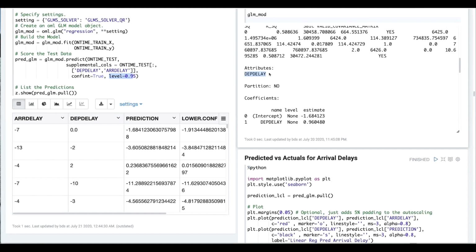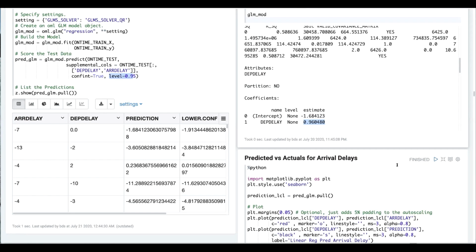I'm only using one attribute, as again, we were using only one. Departure delay this time, and the coefficient. So I get an intercept of minus 1.6, and for my departure delay the estimate is 0.96. So that's basically the formula that we had. The intercept is my beta 0, and my beta 1 is 0.96.